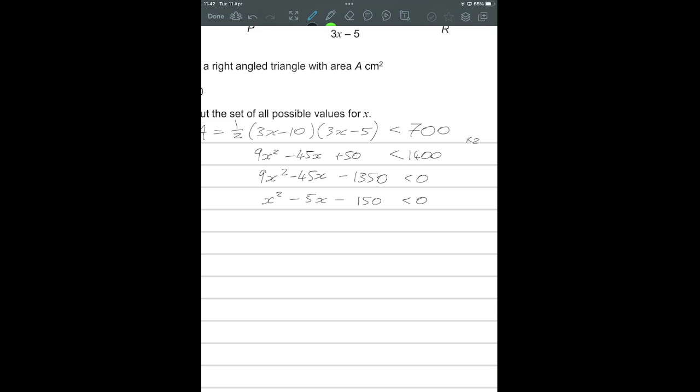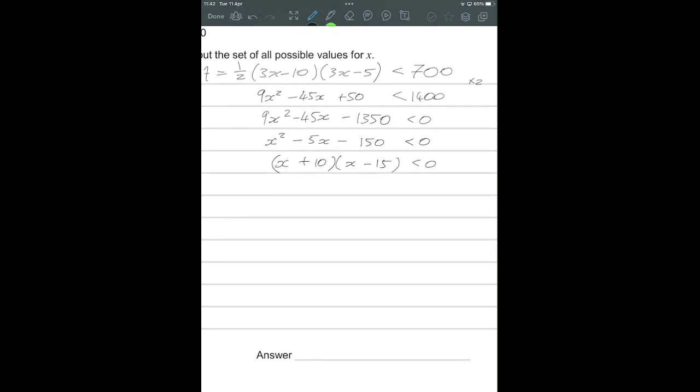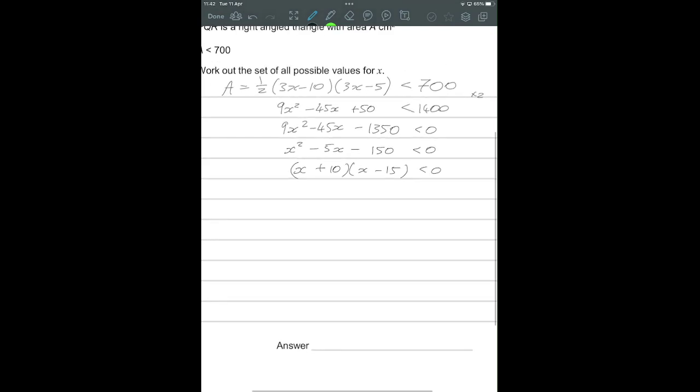Now, of course, you do have the quadratic formula, etc., but if you can spot the factorisation, it is often much quicker. 150 is 10 times 15. 10 times 15 does give me a 5 in the middle, so I can factorise as so, making sure the negative goes with the 15 to make the negative 5. Quadratic inequality, we now have our two critical values, our roots, at negative 10 and 15.